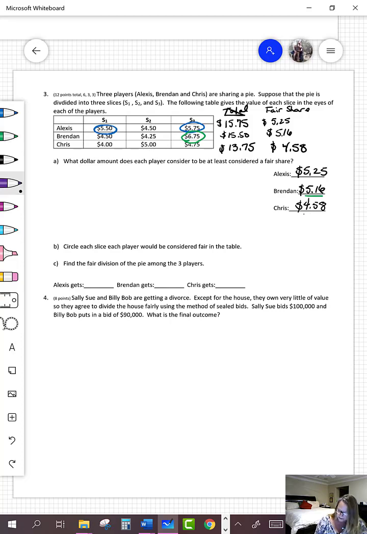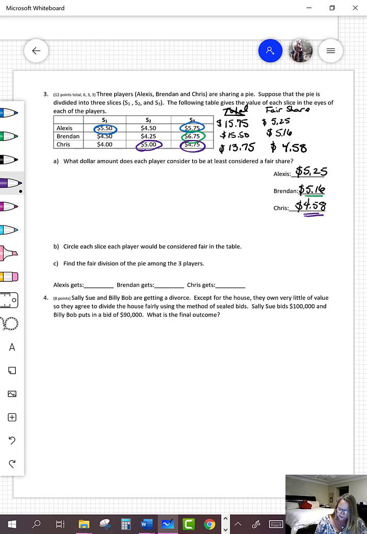Christopher, or Chris, his value is $4.58. So the first slice is not worth enough. Slice 2 is $5, so that's enough. And the third slice is $4.75, so that's more than $4.58.